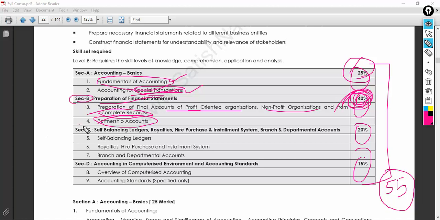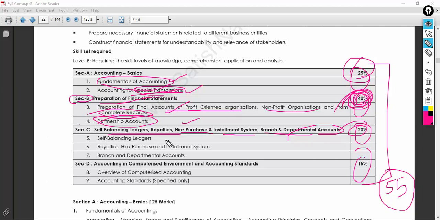If I come to section C, you have self-balancing, royalties, hire purchase, installment system, branch and departmental accounting, which overall carries 20%, which is 20 marks. So I would suggest you guys plan accordingly. But one important thing I wanted to tell you is, in the financial accounting you can expect 25 marks, and in the partnership you can expect around 15 marks. Put together, that is your 40 marks here, which I already explained to you. That part I had just missed, so I'm referring to it now.